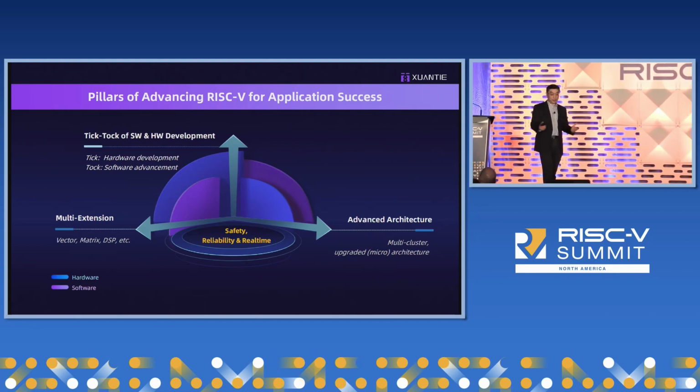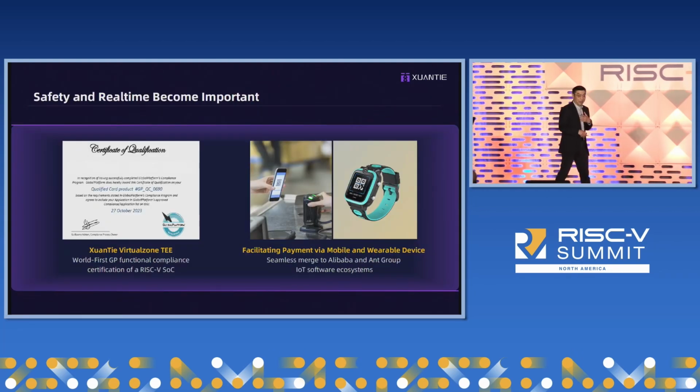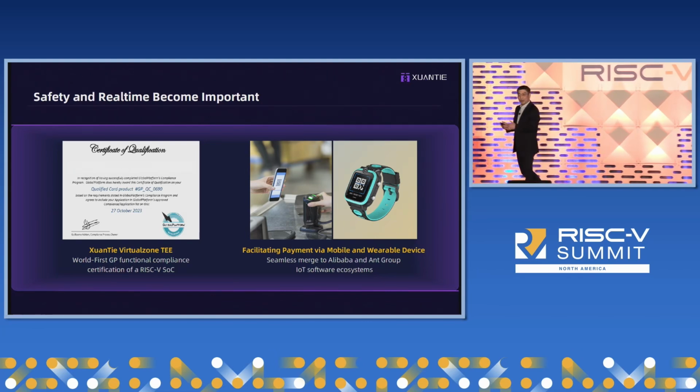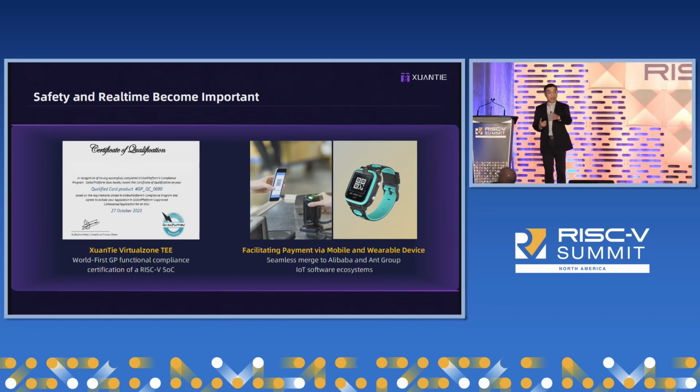Among all these three pillars, safety is very important. Reliability and real runtime are important to our applications. XuanTie got the world's first functional compliance certification for RISC-V itself. And we use all these safety and real runtime applications in our own products, for example, in mobile and wearable payment for Alipay.